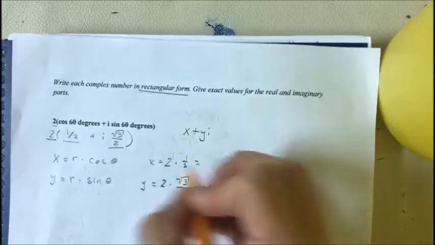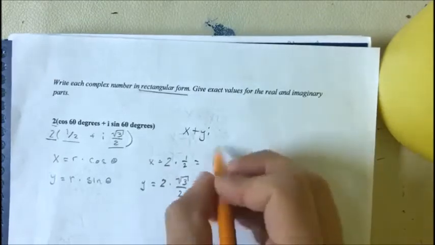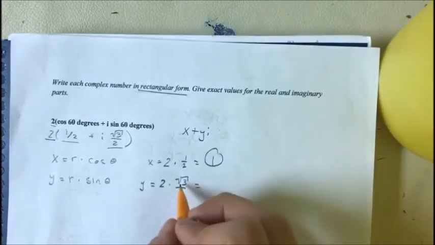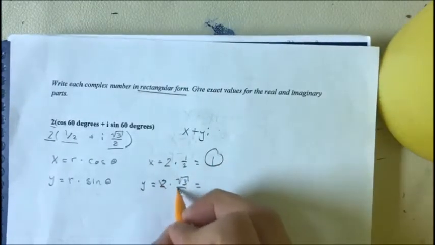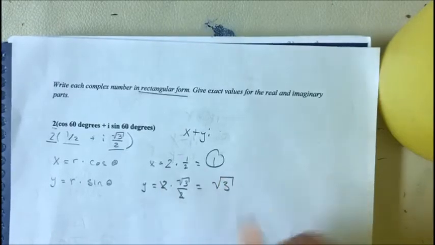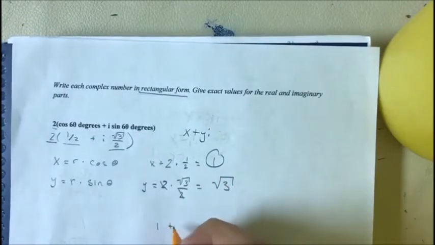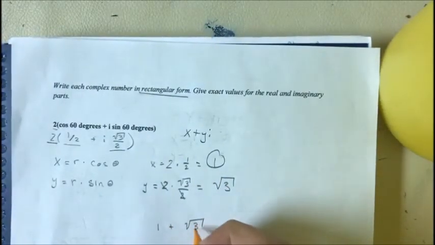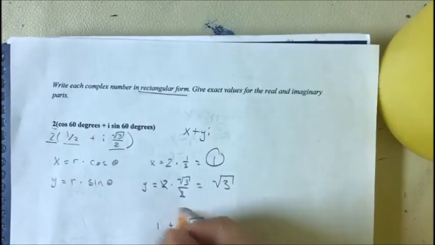Solve for these. 2 times 1/2 is 1. And then 2 times the square root of 3 over 2 cancels out the 2's. It's going to be square root of 3. Final answer is going to be 1 plus the square root of 3, and you had the i, so it's i root 3.